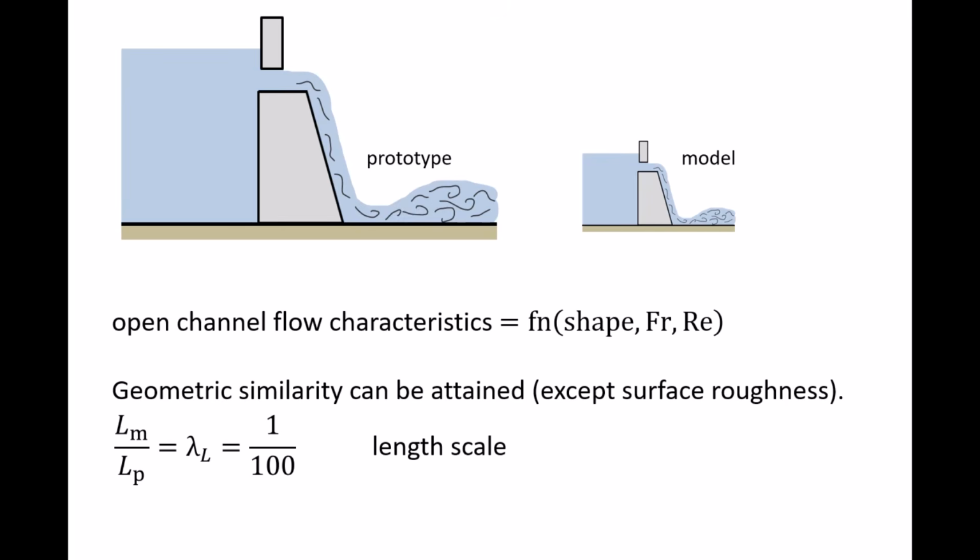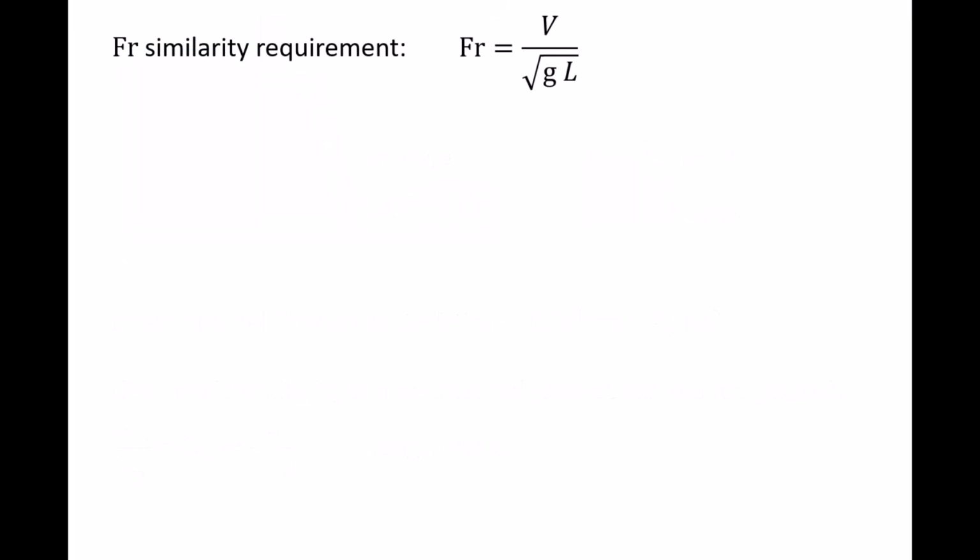So now that we've achieved geometric similarity, we will need to run the model at the same Froude number and the same Reynolds number as the prototype in order to achieve similitude. The Froude number is defined as the flow speed v over the square root of the gravitational acceleration g times a characteristic length of the system L. We want to run the model at a Froude number that equals the Froude number of the prototype when it is operational. That is, Fr_m equals Fr_p.